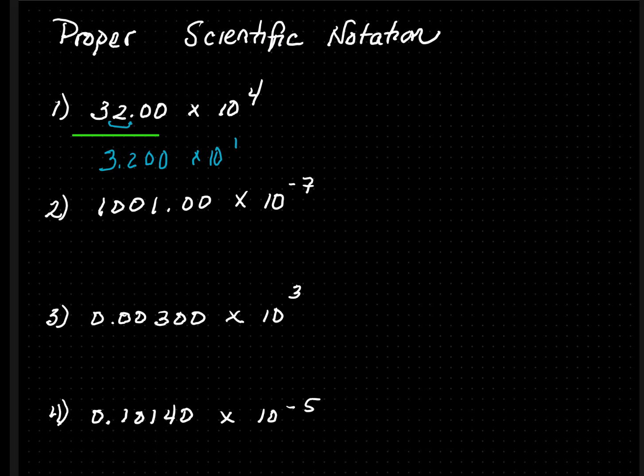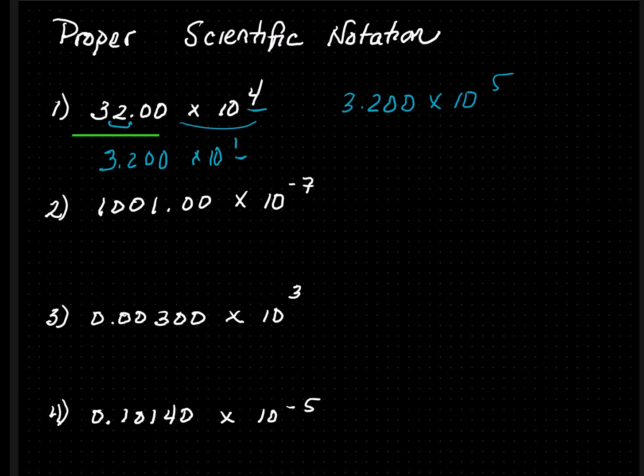Now we have 3.200 times 10 to the first, which is also multiplied by 10 to the 4th because that was given. In math, when we multiply exponents, we add them. So this becomes 3.200 times 10 to the 5th. Exponent of 4 and a 1 adds to the 5th.